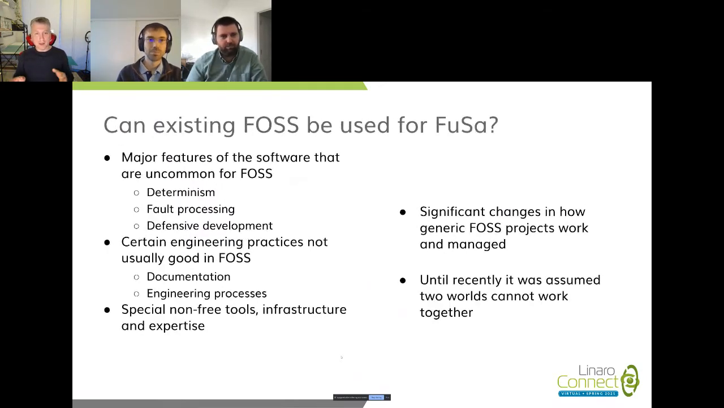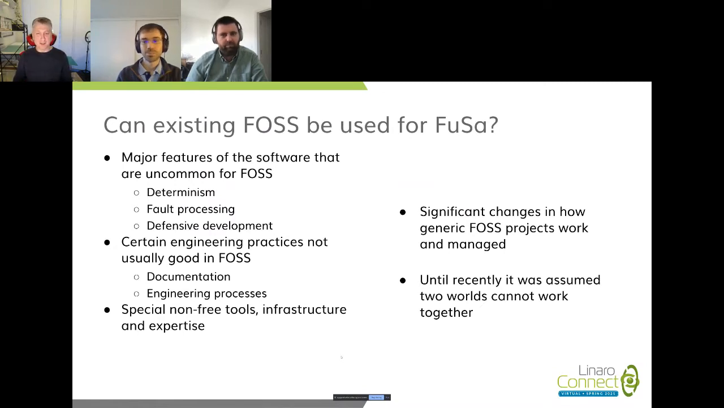With all that, can a generic FOSS project actually be used for functional safety? There are lots of gaps. Traditionally, FOSS projects lack determinism and fault processing, and there is not much defensive development put in place, although this is changing recently. Certain engineering practices like maintaining very well-defined documentation are not very used in FOSS projects, although it improves in some of them.